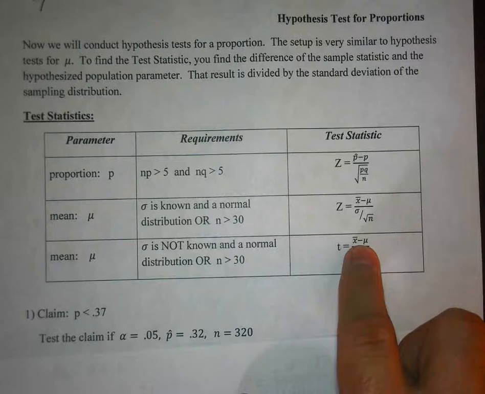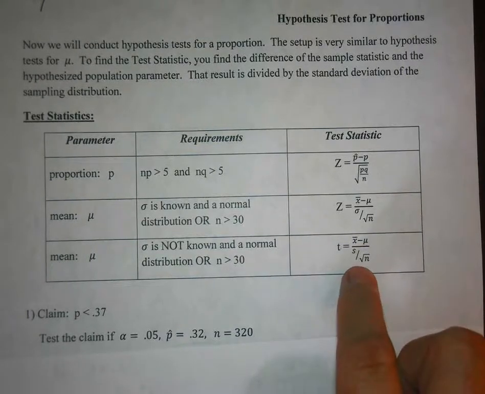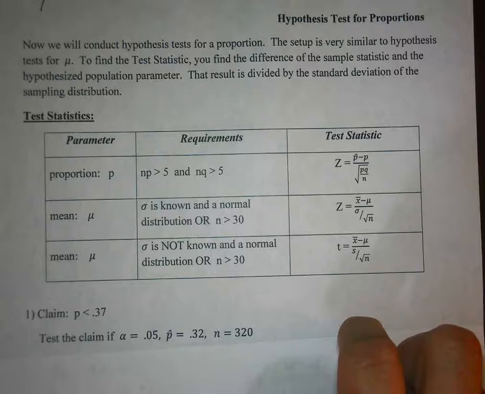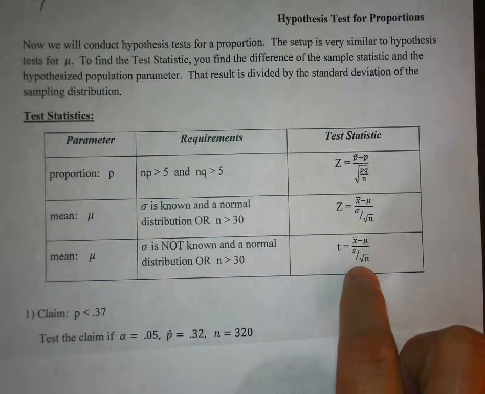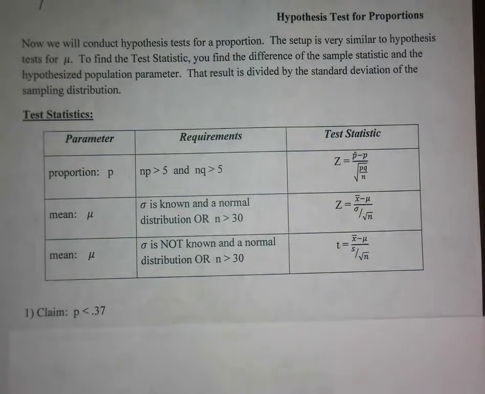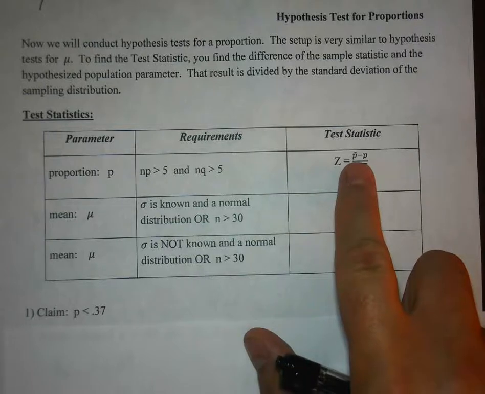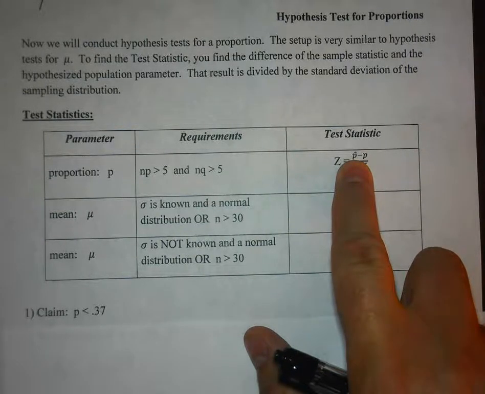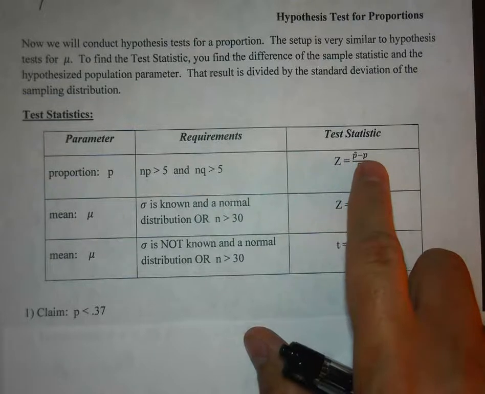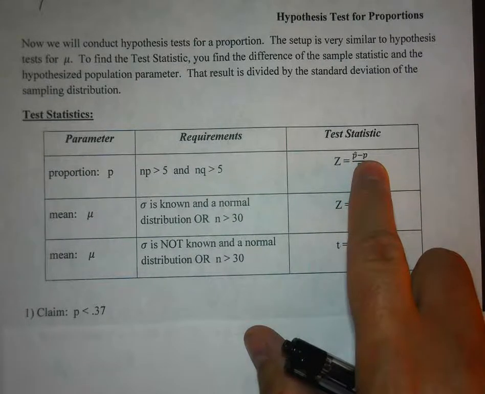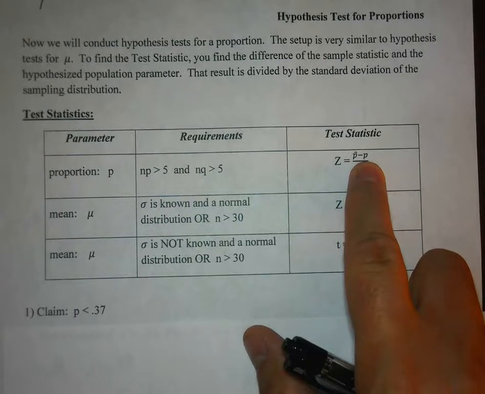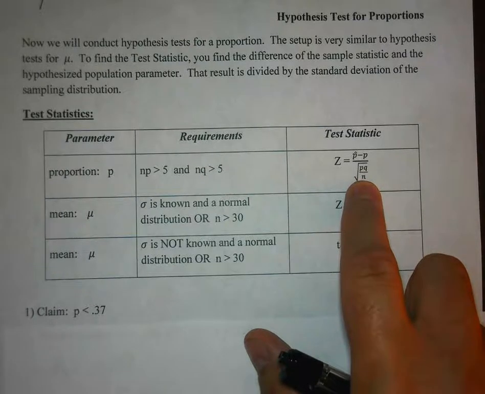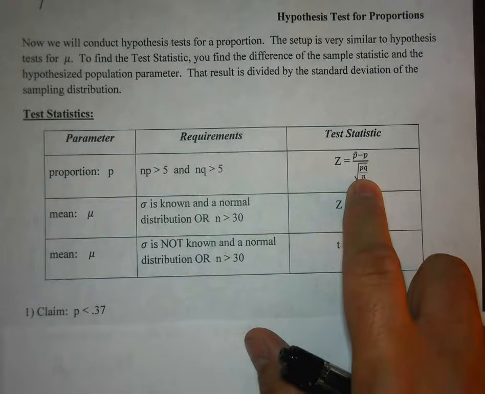So x bar minus mu is in the numerator, and then you divide that by the standard deviation of the sampling distribution. So when we're looking at means, that's sigma over the square root of n, or s over the square root of n. For us, using proportions now, the difference in the sample statistic, that's p hat, and the hypothesized population parameter, that's p. So you subtract those, just like x bar minus mu, same idea here, p hat minus p, divided by the standard deviation of our sampling distribution, which is the square root of pq over n.